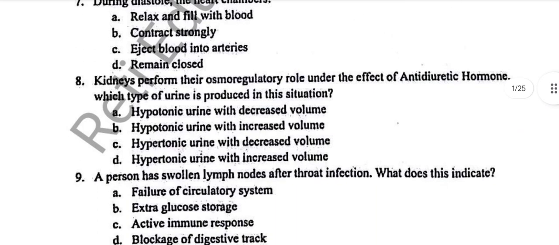Question number 8. Kidneys perform their osmoregulatory role under the effect of antidiuretic hormone. Which type of urine is produced in this situation? A. Hypotonic urine with decreased volume. B. Hypotonic urine with increased volume. C. Hypertonic urine with decreased volume. D. Hypertonic urine with increased volume. And the correct option is C. Hypertonic urine with decreased volume.